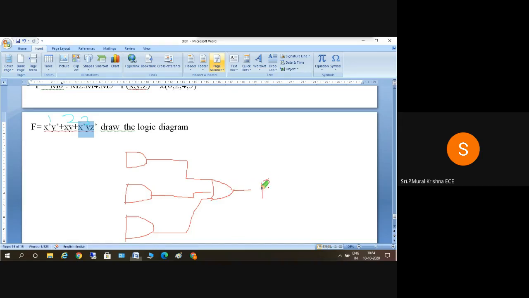So this is F. The first product term has x bar and y bar as inputs, the second product term we have xy, and third we have x bar, y, and z bar.